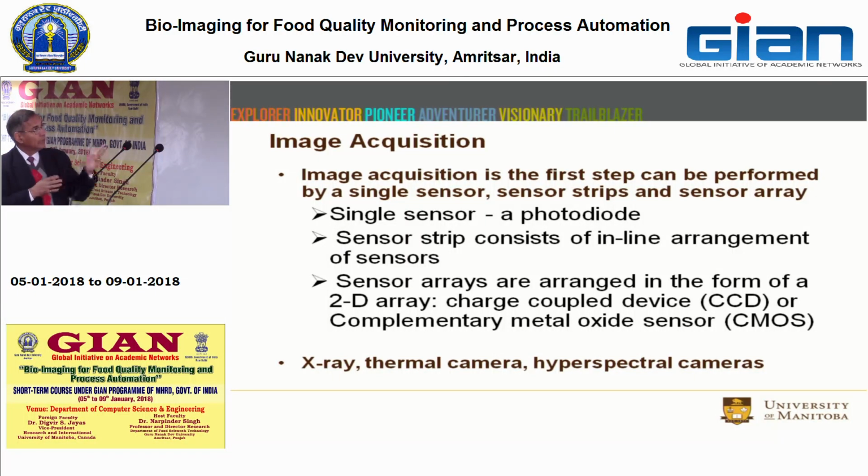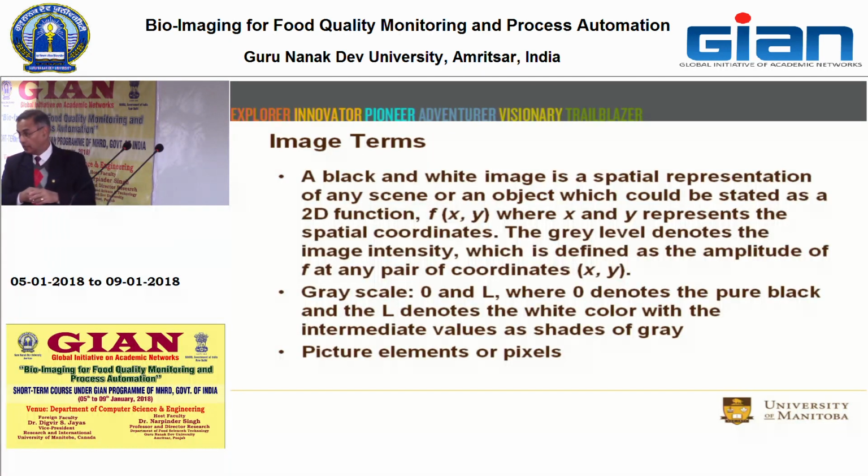And sensor arrays are where multiple sensing elements are in a two-dimensional array, and take the picture of the object, and you basically get the two-dimensional representation of the image. Those are typically built on charge coupled devices or complementary metal oxide semiconductor sensors. But we also talked about taking images in X-rays, using X-ray, thermal cameras or hyperspectral cameras.